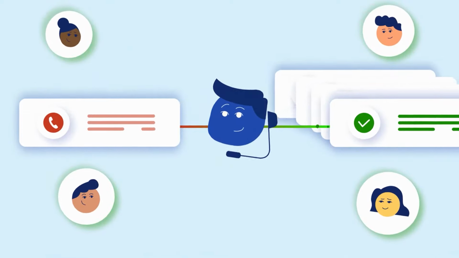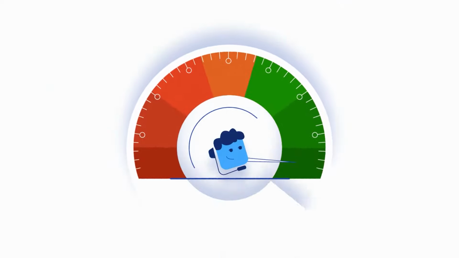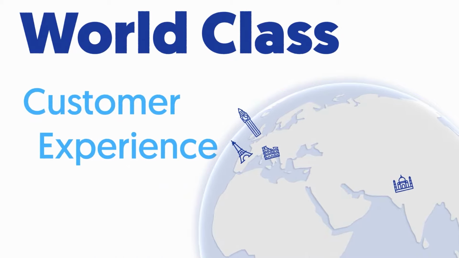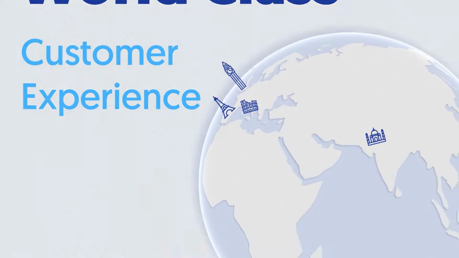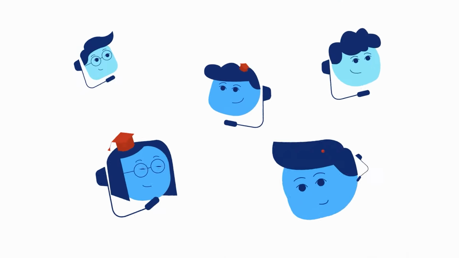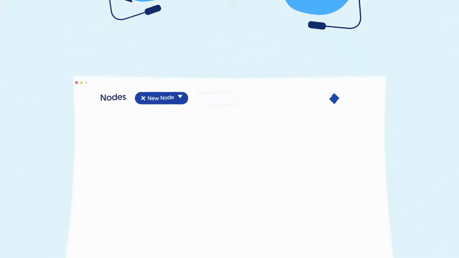From reducing call handling times, improving your CSAT score, to improving agent ramp time, Zingtree helps you deliver a world-class customer experience, no matter where your contact center is. It's not rocket science, it's agent call scripts. Agent scripting turns your entire support team into experts, instantly.